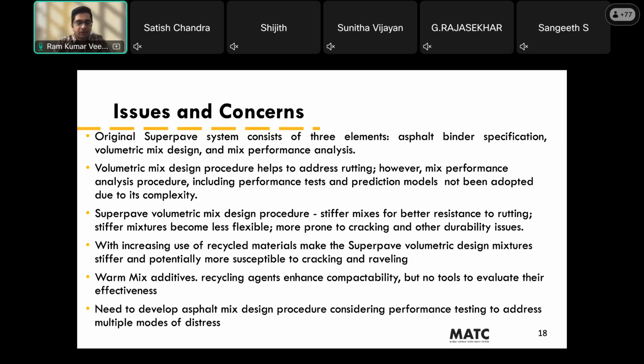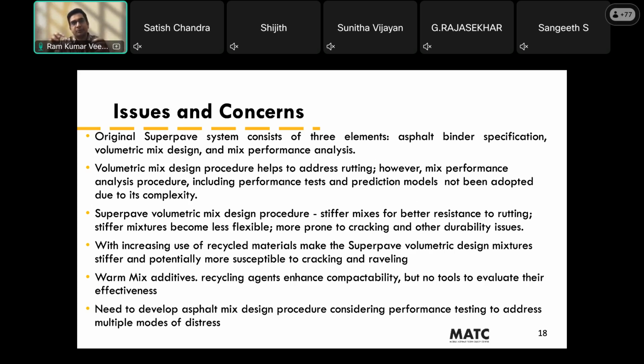So right now, most of the state agencies have successfully implemented the original SuperPave requirements. That is the asphalt binder specification and the volumetric mix design procedures, not the mix performance, to help address rutting.